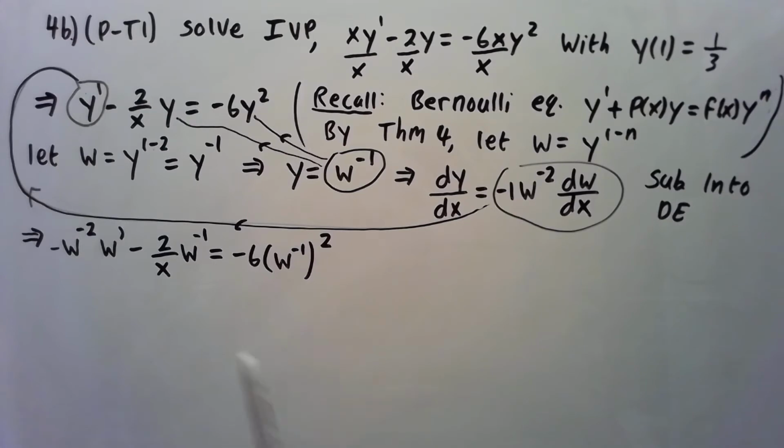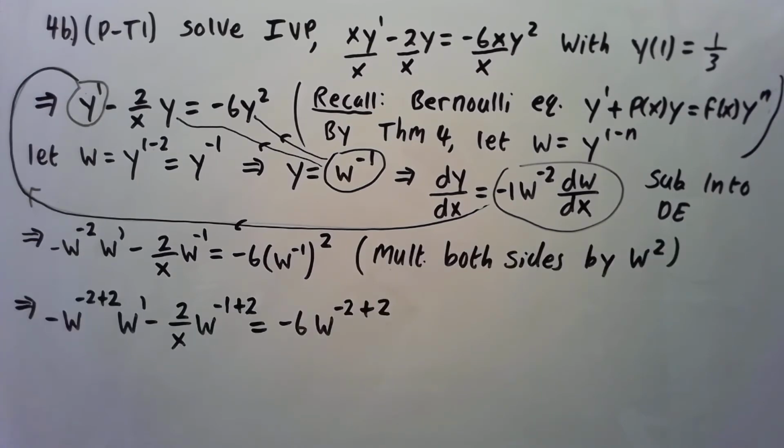Okay, let's multiply both sides of this by w squared. So doing that, you'd just be adding 2 to the exponent, adding 2 to the minus 1 there, and when you square this it'll be w to the minus 2, then you're multiplying it by w squared, so adding 2 there also, and that's going to be w to the 0, which is 1. So rewriting this we get minus w prime minus 2 over x, w equals minus 6.